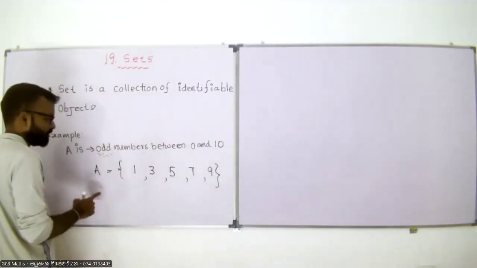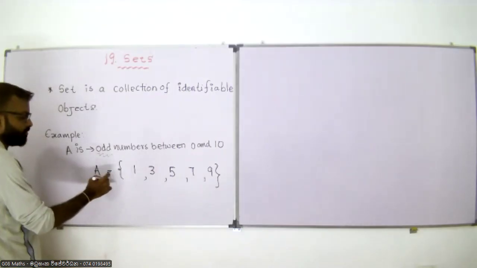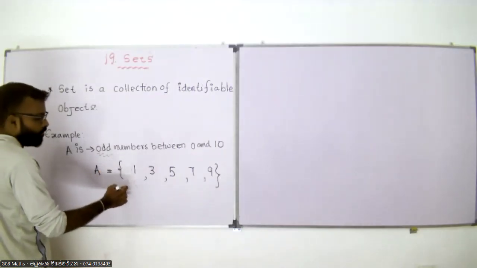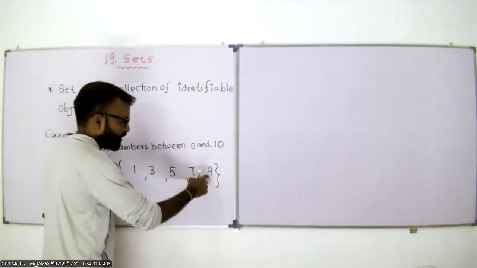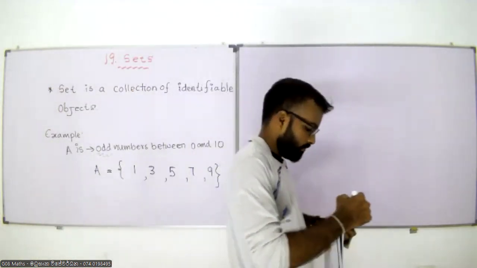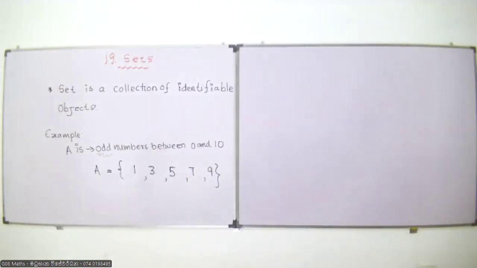So this is your answer. This should be your answer, right? A equals open curly bracket 1, 3, 5, 7, 9. Please write this, Melia. Please write this.